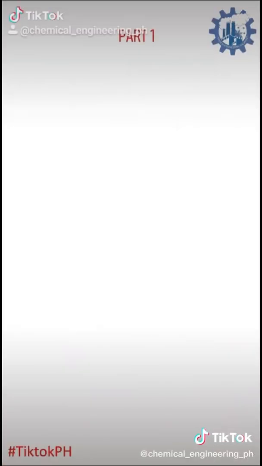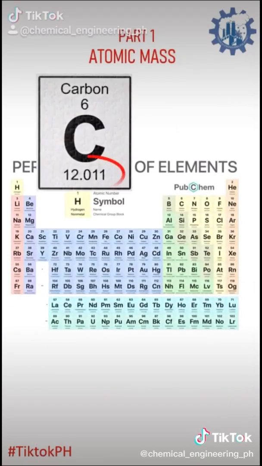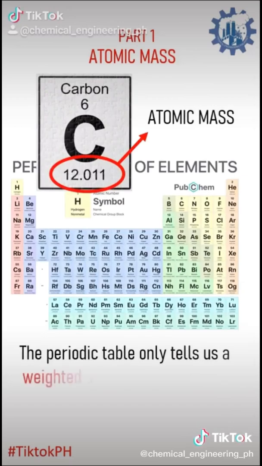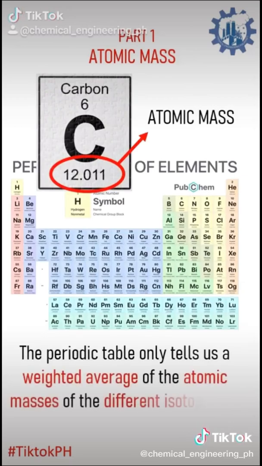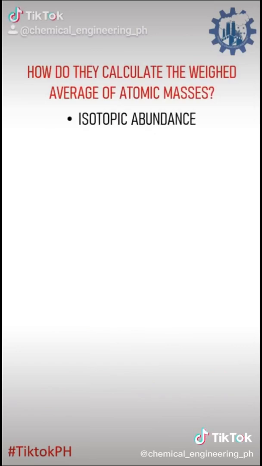We finally reached our discussion of the atomic mass. As we discuss the periodic table, we are now going to find out how the atomic masses are calculated. The periodic table only tells us the weighted average of the atomic masses of different isotopes of an element. But how do they calculate the weighted average of atomic mass? We now need to understand isotopic abundance.